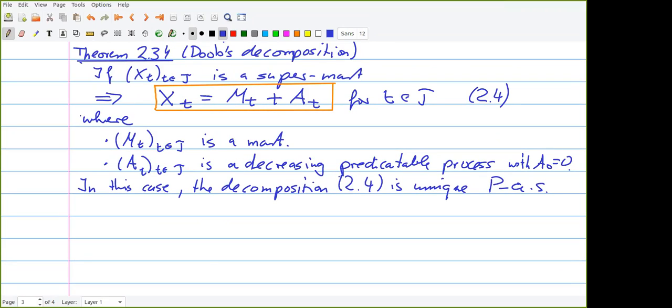Then let's come to the proof. Okay. So there are two statements we have to prove. The first one is, okay, we need to show that such a decomposition exists. And the second one is we need to ensure that it's actually a unique decomposition, or prove that it's a unique decomposition. So let's start with the existence part.